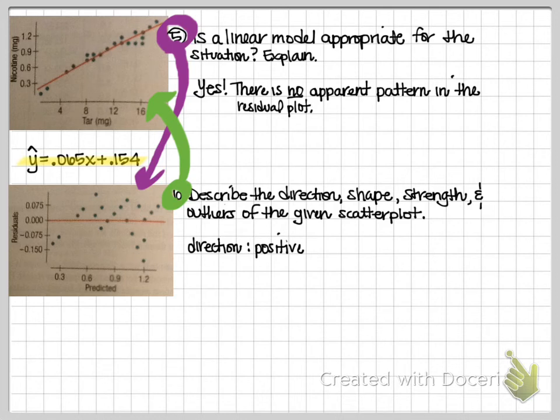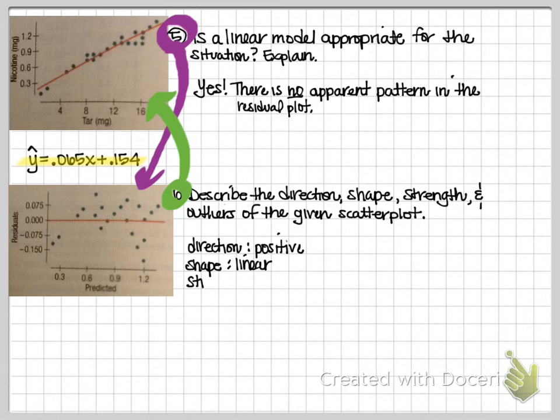Now the next one that I have is shape. We actually kind of determined that on the first one. Was a linear model appropriate? Yes. So my shape, I would say, is linear. And you can also see, if you look at the scatter plot, it looks like it's forming a line.